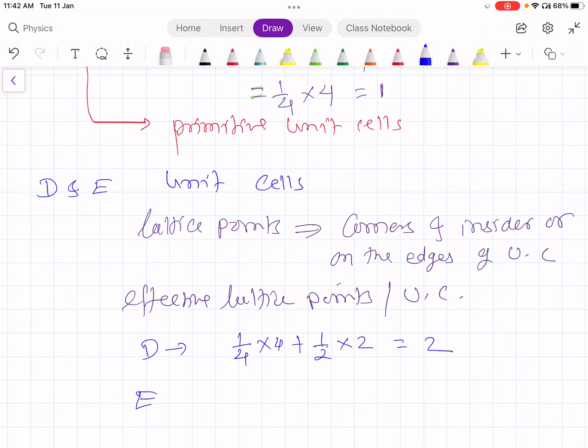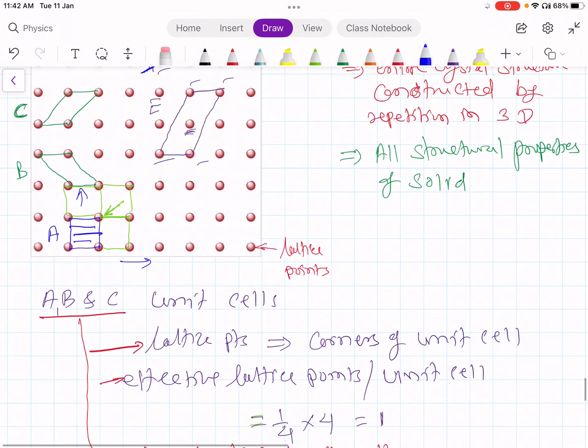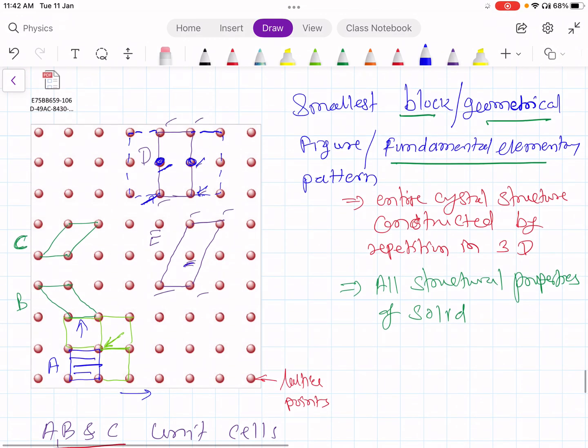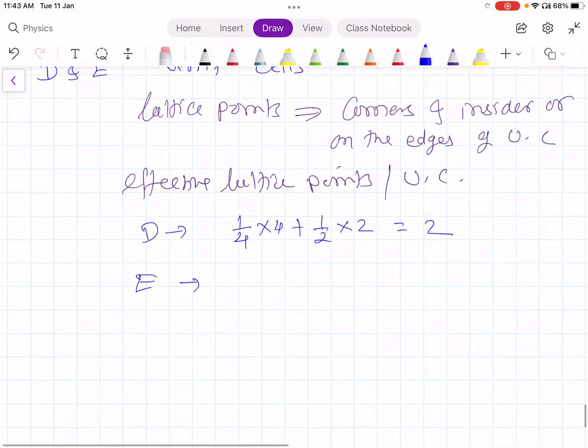In case of unit cell E, as you can see, there is one atom, one lattice point, inside the unit cell, which is not shared with any other unit cell. But these corners are shared with 4 unit cells. So for E, effective lattice points per unit cell is 1/4 into 4 plus 1, that is equal to 2.